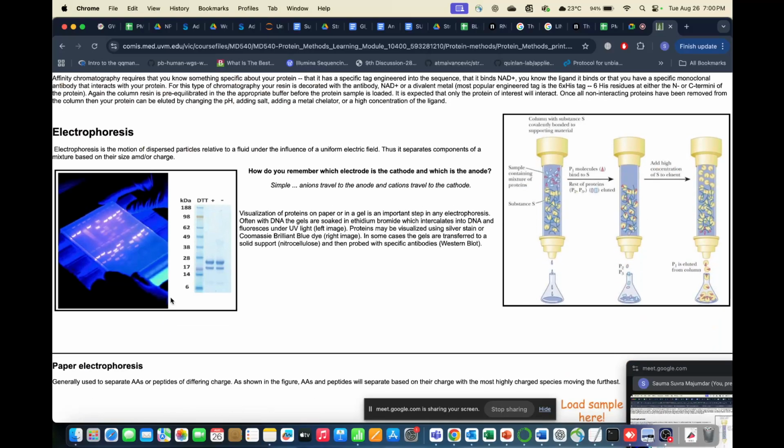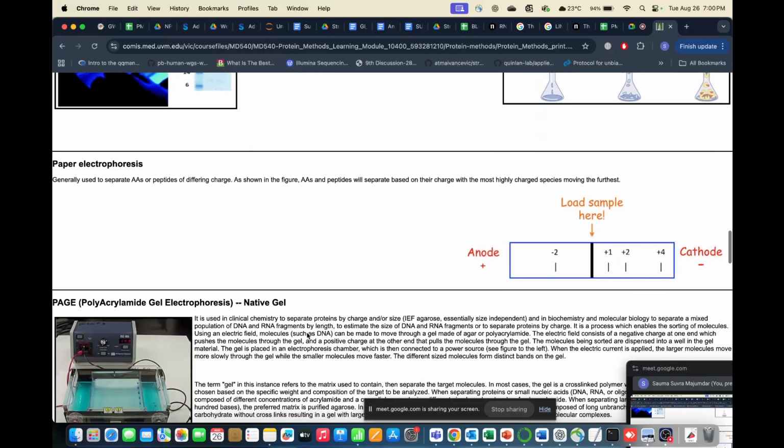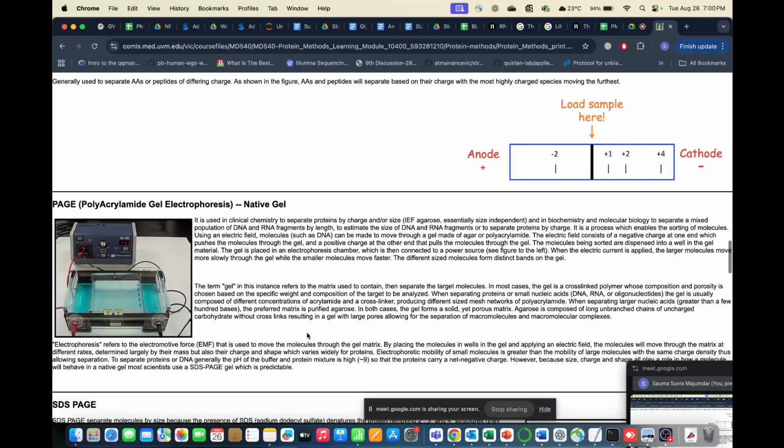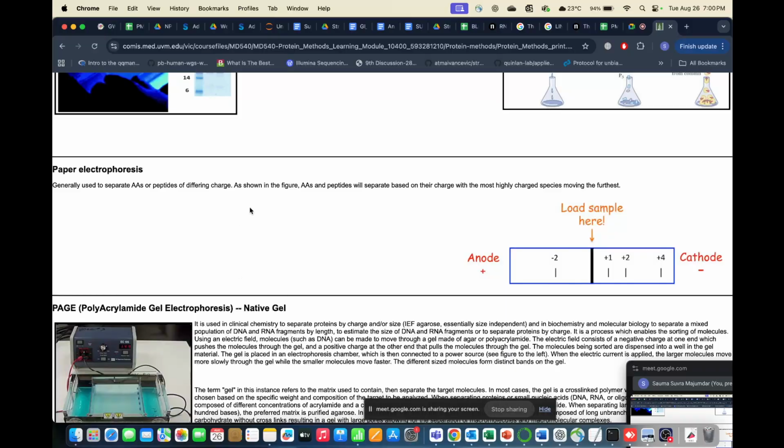Electrophoresis is the most common one. A lot of you might have done some of these experiments in college, SDS-PAGE and so on. Gel electrophoresis, SDS-PAGE I was talking about, paper electrophoresis.